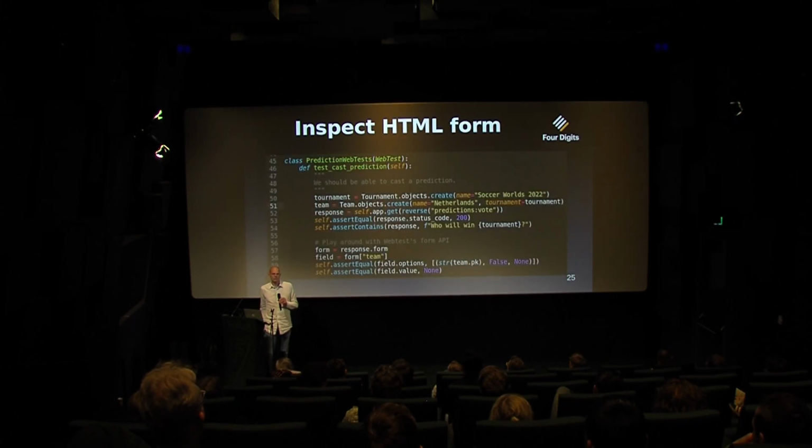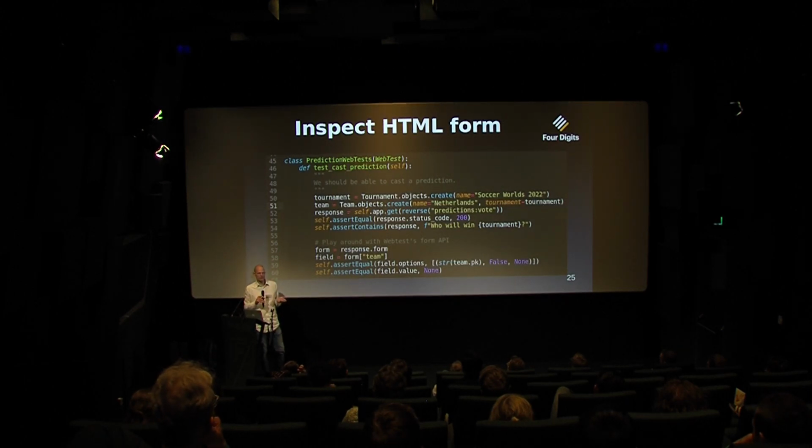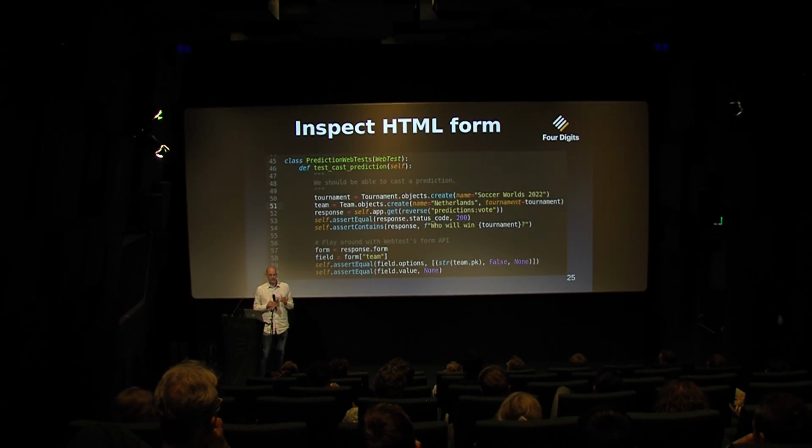So this is how a WebTest form would look like. We subclass the WebTest from WebTest itself. And as you see, we can inspect the HTML form. We have a response, and we have a response.form. If you have multiple forms on the page, there will be a response.forms, which will have multiple entries. And you can see which fields are in the form. For example, you have a field called team. And you can check that the values of that single option that you have for team are equal to the single team that you created.